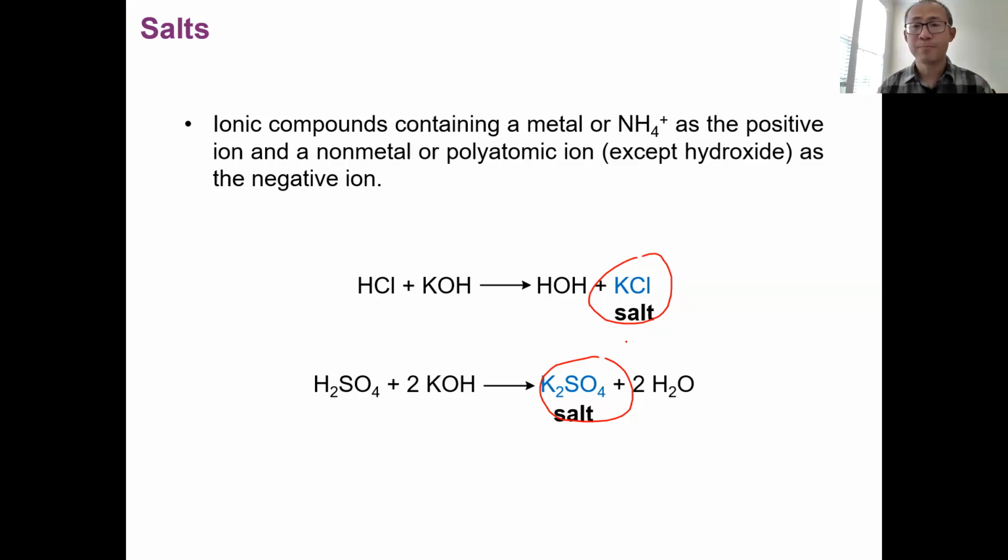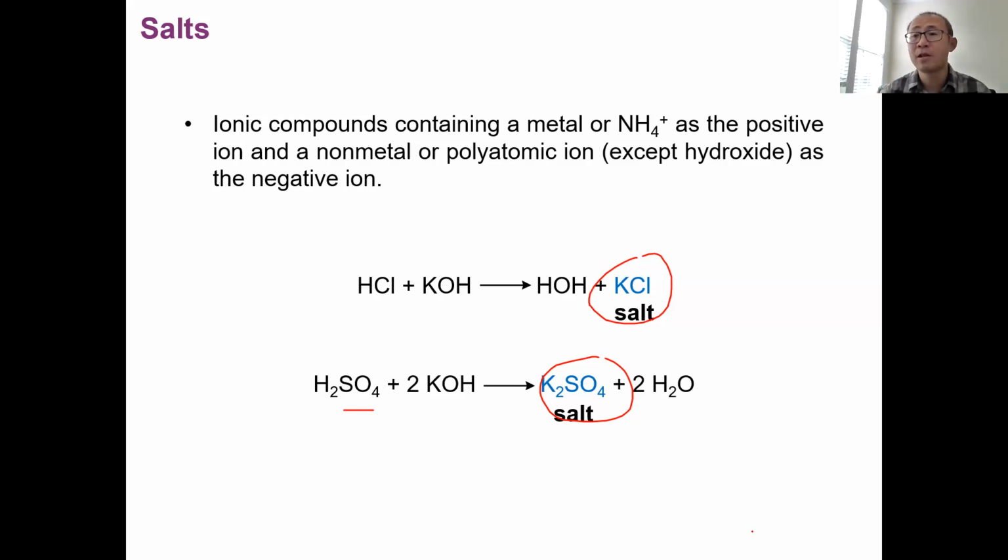Okay, essentially, they are products from an acid and base reaction. Of course, one of the products, the other one is water. Okay, they are the products between an acid and base. The ions are actually from an acid and a base. K from a base, Cl from an acid. Here at the bottom, K is from the base, sulfate is from the acid. So basically, a salt is a product between an acid and base reaction. Okay, they are ionic compounds.